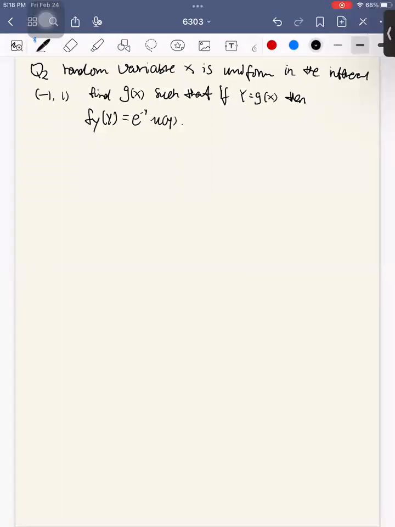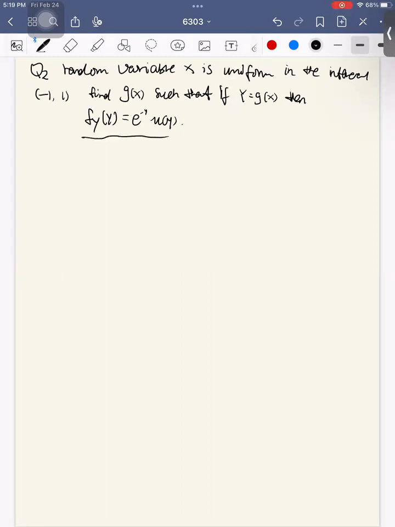Hello everyone, today we will talk about question 2 of homework 4, and now let's look at the question. It says X is a random variable which is uniform in the interval from -1 to 1. Now let us find the g(x) such that if Y equals g(x), then we have this equation in here.